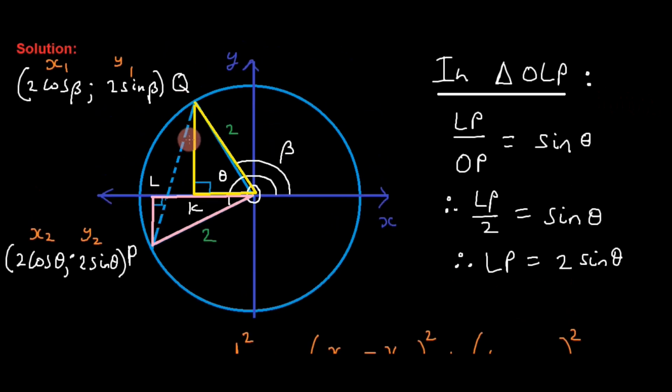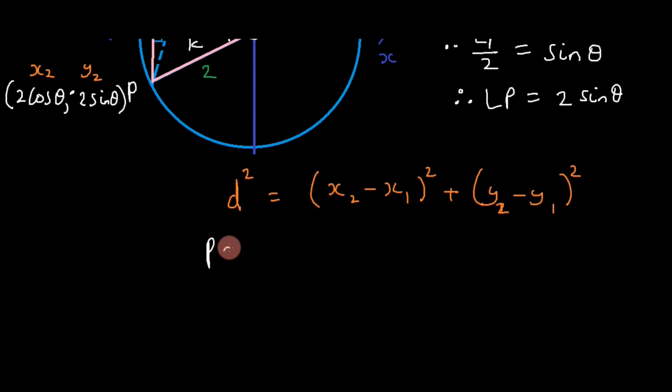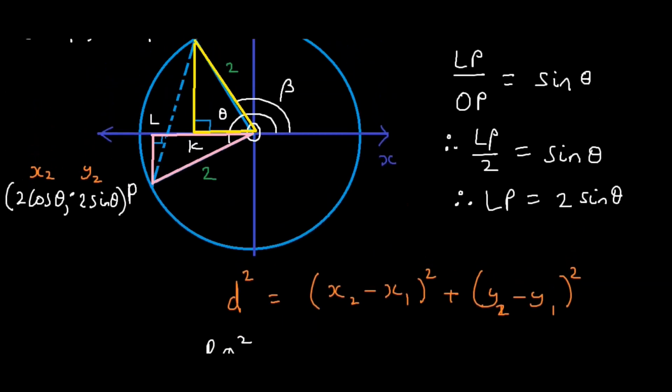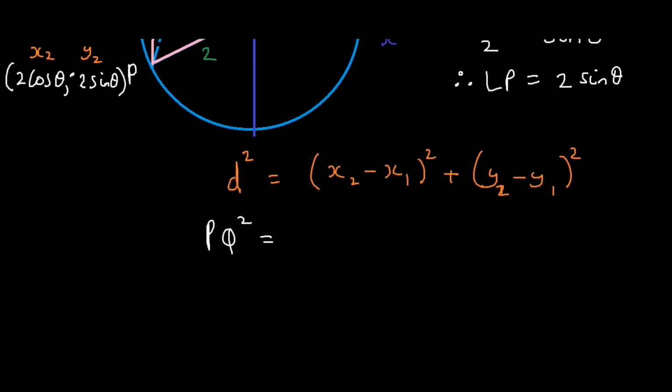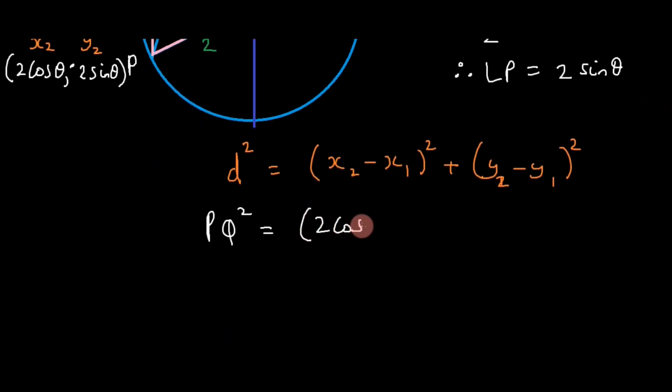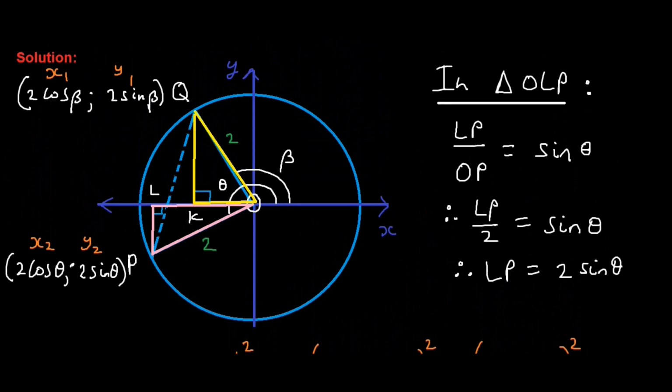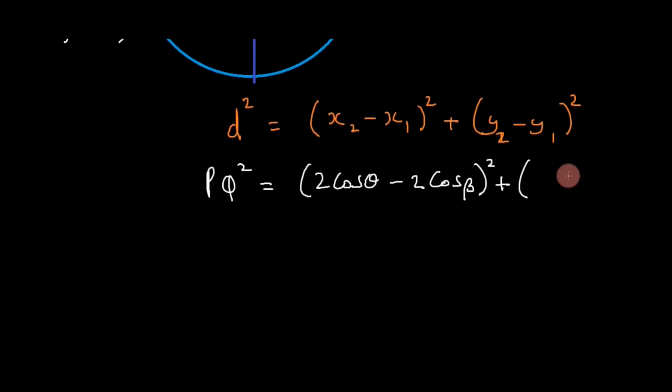So then applying the distance formula here for PQ squared, we're going to have PQ squared equals, so x2 minus x1 will be 2 cos theta minus 2 cos beta, all squared, plus the difference in the y's. So y2 minus y1 will be 2 sine theta minus 2 sine beta, all squared.